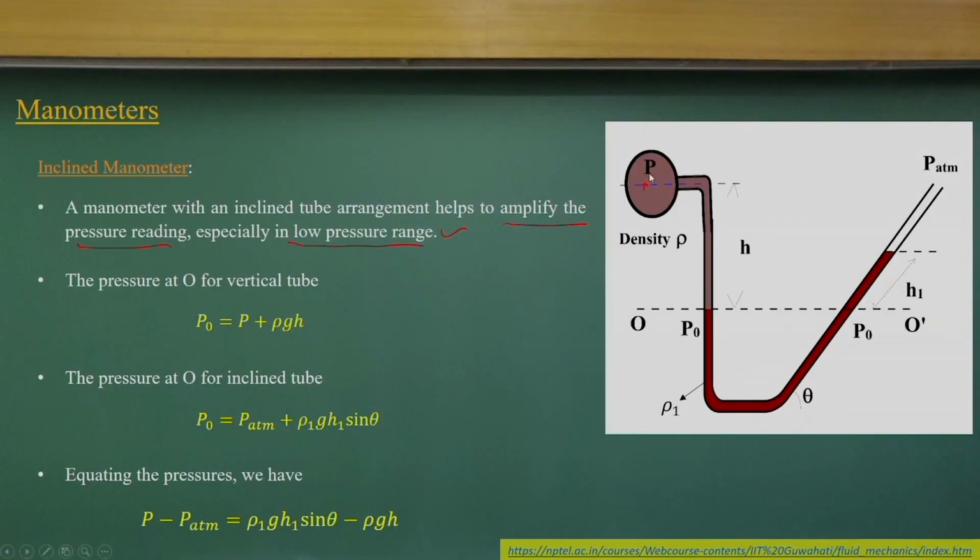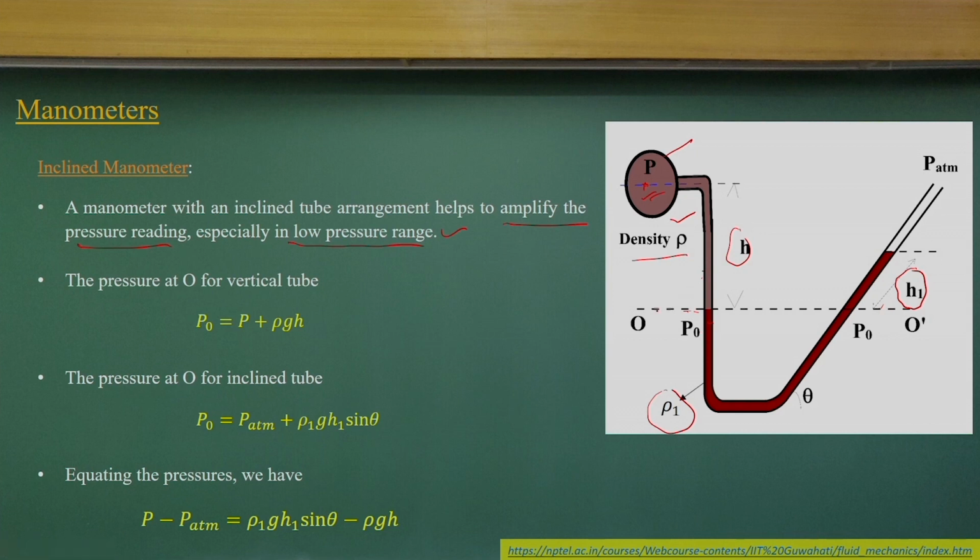Now if I have this arrangement, this is the conduit where I want to measure the pressure P, and this conduit is carrying a liquid having density rho, and this is a manometric liquid having density rho 1. Because of these pressures we get H1, the inclined distance along this direction, and H is the vertical distance between point P and the interface between the manometric liquid and the liquid carried by the pipe.